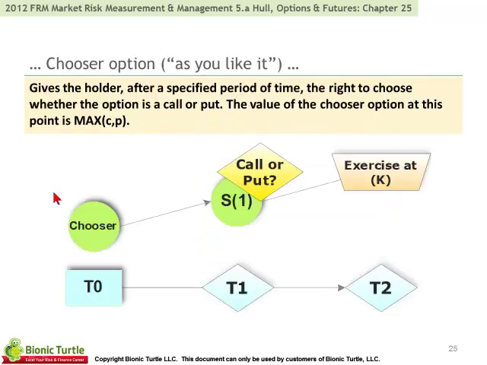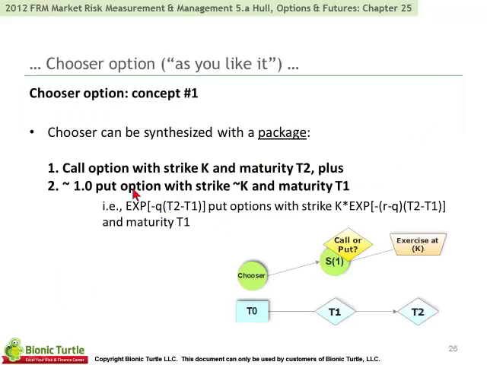With the chooser option, the idea here is that at time 0, we purchase the chooser option, and then at time 1, we have the right to choose whether it is a call or a put. So the value of the chooser option at this point is actually the maximum of the call or the put, because depending on the underlying price, we're going to optimize for a call or put. And then having selected what we want that to be, we can exercise at the strike price on T2.